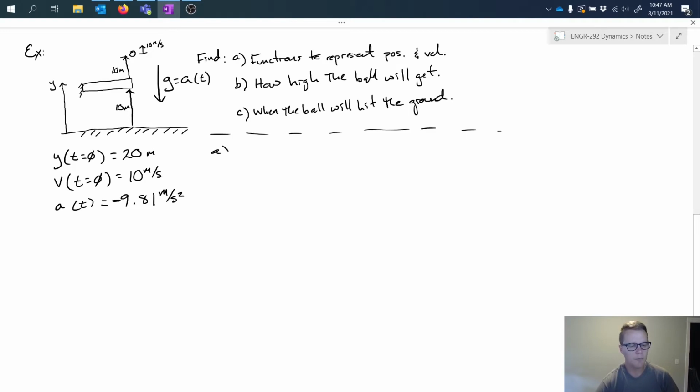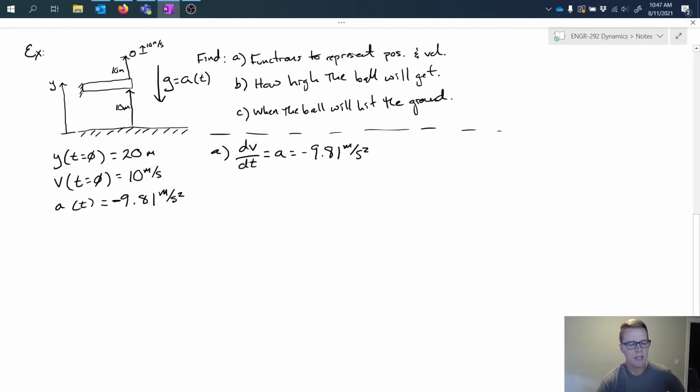So we can start evaluating this problem. And we want to ultimately arrive at some functions which represent position and velocity for part A. So we can go ahead and say, well, our acceleration is equal to minus 9.81 meters per second squared. And we know that acceleration is also equal to dv by dt. So that's useful for us. We can take this as a differential expression and start to solve stuff with it.